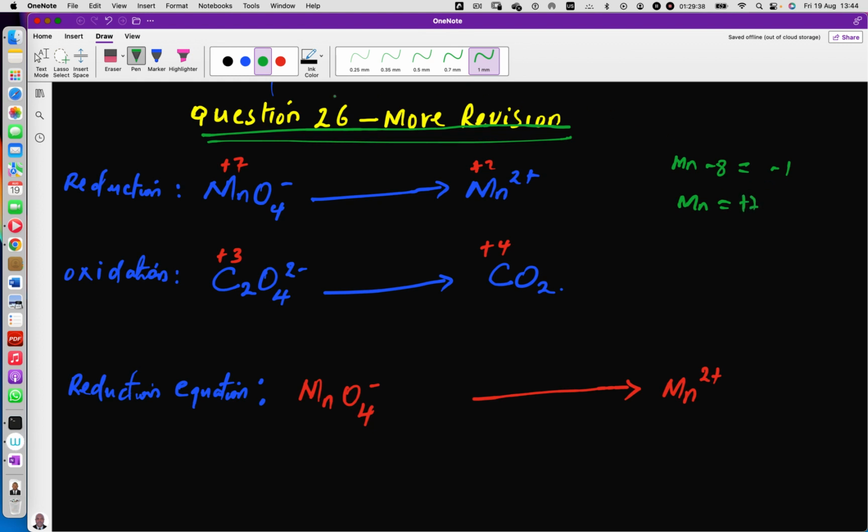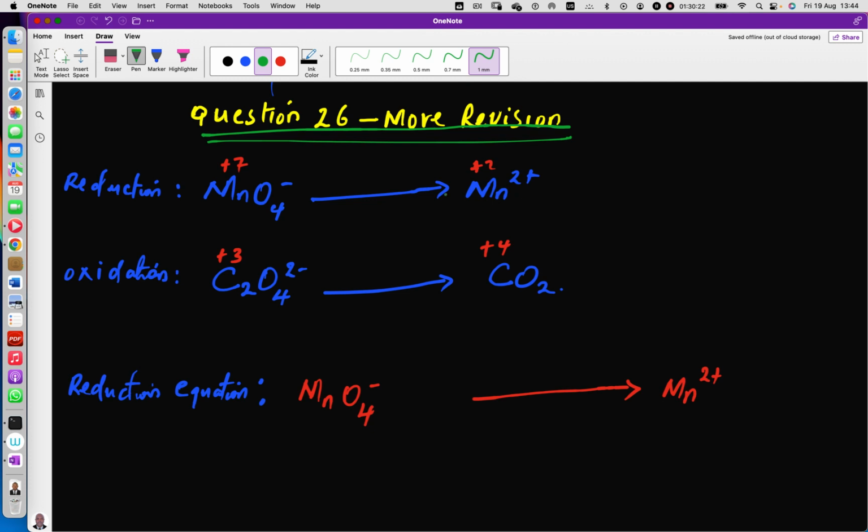And that is why we say manganese is plus 7. We go again, the same thing. The charge on an ion is the oxidation number. So manganese has been reduced from +7 to +2. That's why we are saying reduction.